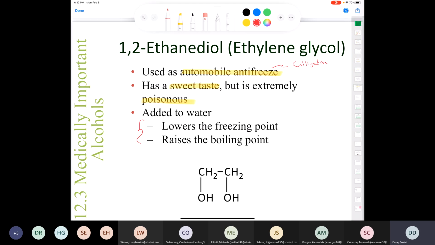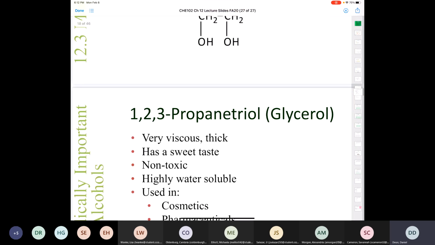Anyhow, so ethylene glycol. And ethylene glycol's systematic or IUPAC name is 1,2-ethane diol. You can see you've got 2 carbons, so that would be ethane, and we've got 2 hydroxyl groups, so it's 1,2-ethane diol. There you go. Let's move on from there.